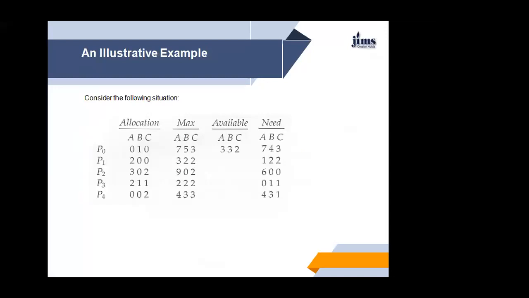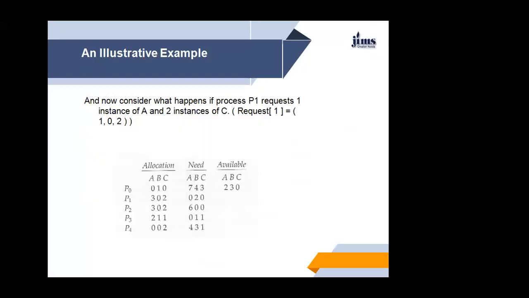Okay, so when we have calculated this need, suppose now we consider what happens if process P1 requests one instance of A, 2 instances of C, and 0 instances of B. So the request will be 1, 0, 2. Now the allocation we have seen, allocation is 0, 1, 0, and need is 7, 4, 3, 0, 2, and so on, the need which we calculated earlier. And what will be the available resources?